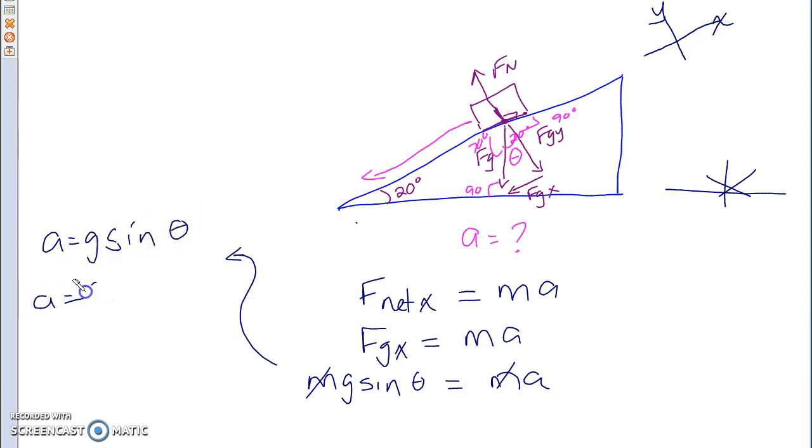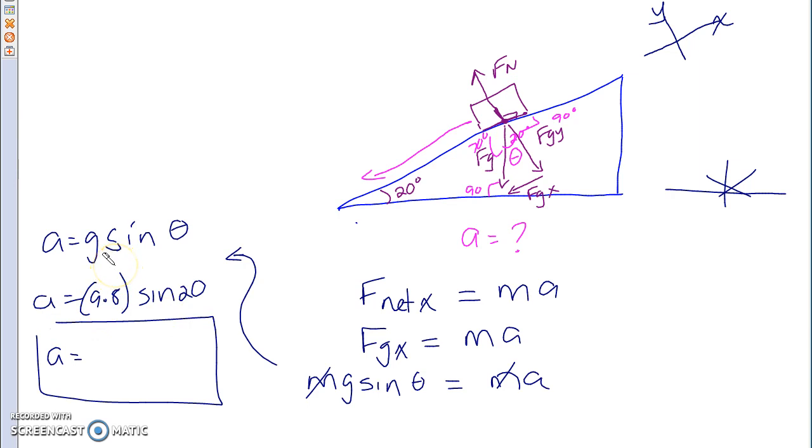Of course, g sine theta is 9.8 times sine of 20. What is your acceleration? 3.35. Thank you very much. Meters per second squared. And of course, this will be downhill. Now remember, we haven't looked at friction yet. We're not going to take a look at friction until the next few days. So this is how we would go about solving something like this. Any questions? Are we okay with this? This is what we did yesterday.